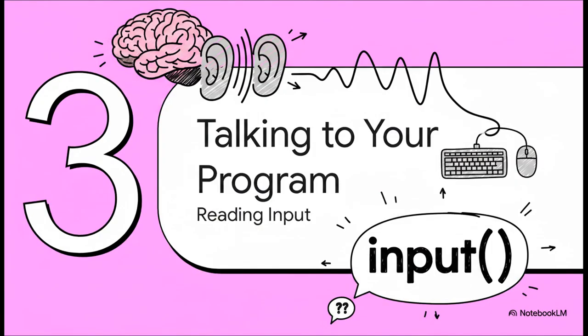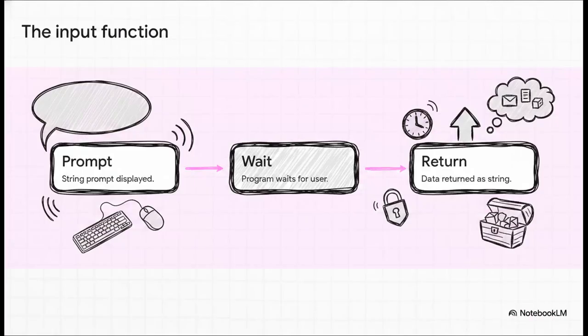Let's jump into Section 3, talking to your program. All right, so our program has a brain, but now let's give it ears. We're going to use the built-in input function so it can actually listen to us. When this input function runs, it throws up a prompt for the user and then literally pauses the entire program until they type something.